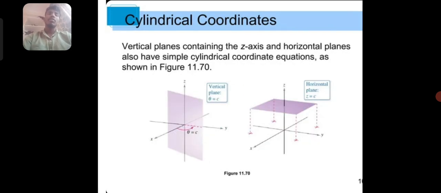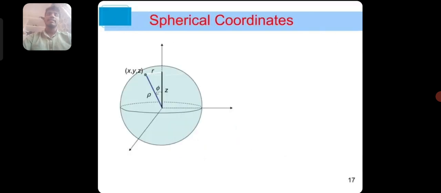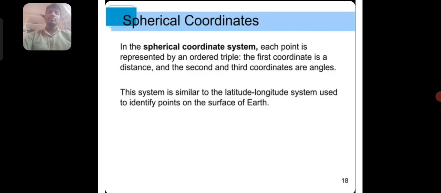And next, cylindrical coordinates: vertical planes containing the z-axis and horizontal planes also have simple cylindrical coordinate equations, as shown in the figure. And next, spherical coordinates (x, y, z). This is the spherical coordinates block diagram. Next, spherical coordinates. In a spherical coordinate system, each point is represented by an ordered triple.